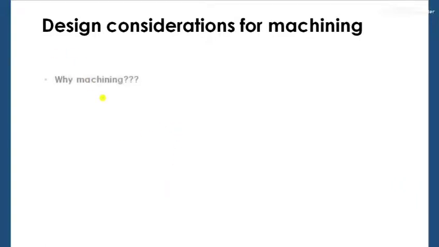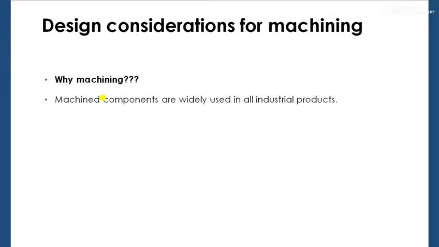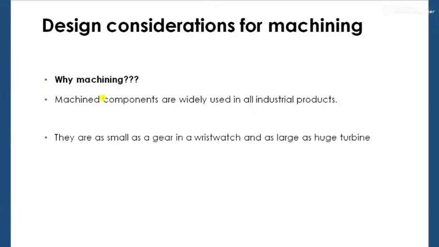Okay, now let us understand the design considerations for machining. Now, why machining? Basically, machined components are widely used in almost all industrial products, right? They can be as small as a gear in a wristwatch and as large as a huge turbine. So this highlights the applications.